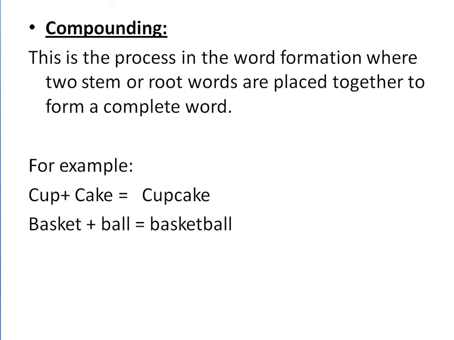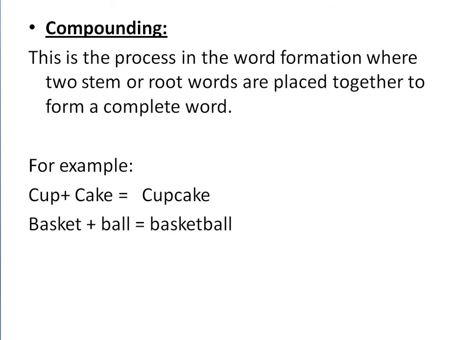We gave another name to this process, compounding, where two roots carry the basic meaning. They are free morphemes. They are not bound. They can convey their meaning alone, but they are compounded together to make a new word. So how? Cup is one word or morpheme. Cake is another word or morpheme.